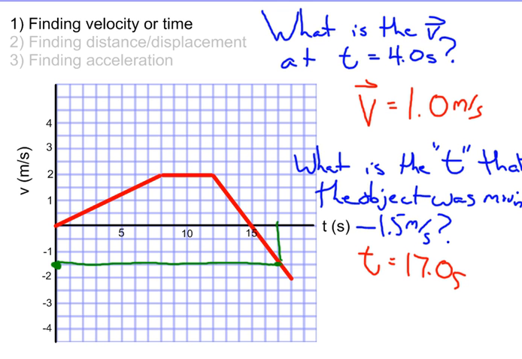Similarly, if we wanted to know what time the object was moving 1.0 meters per second, we'll just find the 1.0 meter per second mark on our y-axis, and we trace along and see it was moving at that rate at 4.0 seconds, but it is also moving at that rate at about the 13.5 second mark. So that question would have two answers. Let's move along.